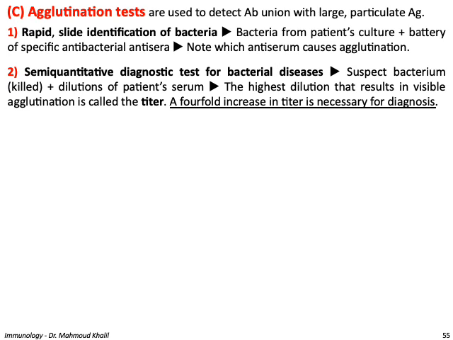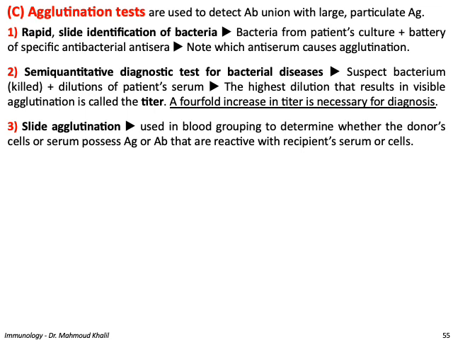Suspect bacterium, killed, is added to dilutions of the patient's serum. The highest dilution that results in a visible agglutination is called the titer. A fourfold increase in titer is necessary for diagnosis.